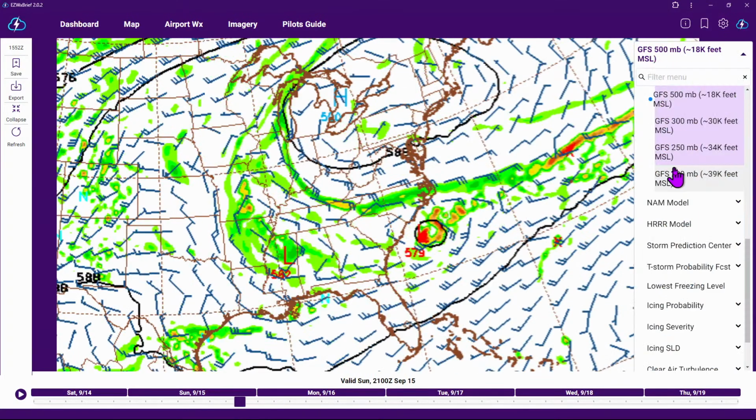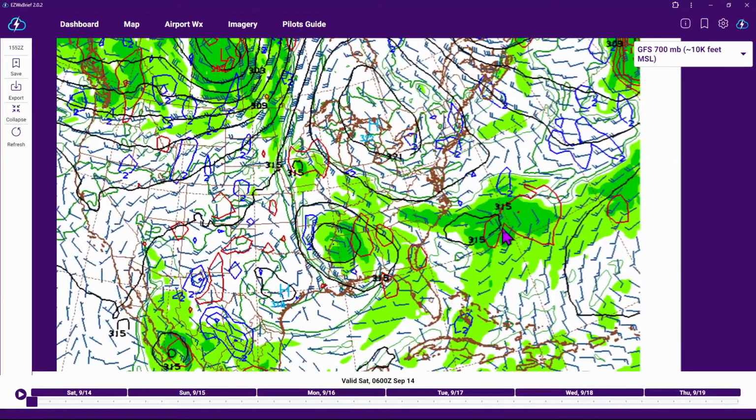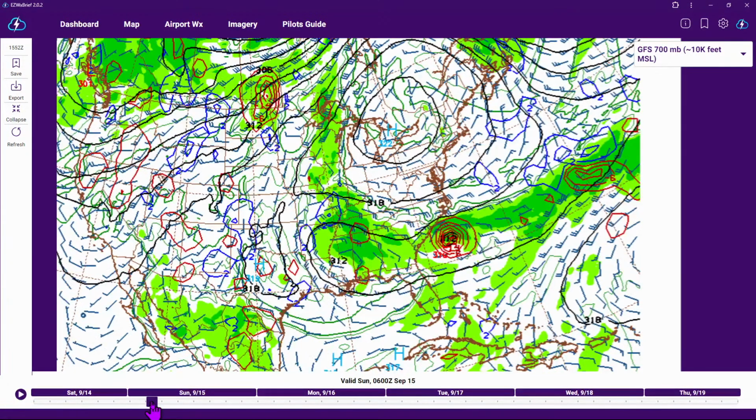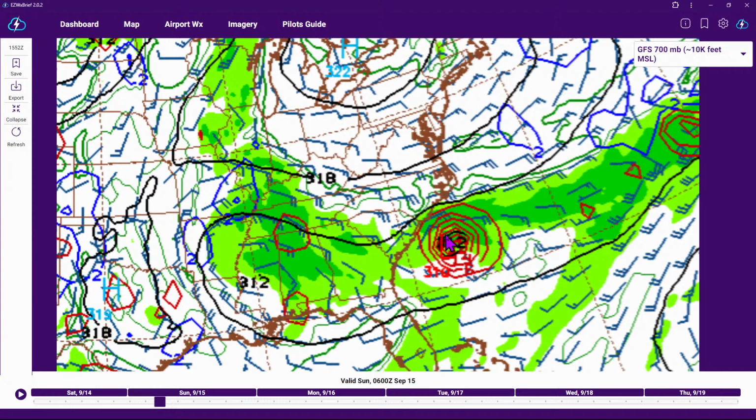The other one I like to look at is the 700 millibar chart. Specifically, I'm looking at the red and blue lines that you see on here. That's omega. Anytime you see red, that means you've got pretty good upward motion. Not necessarily an updraft like in a thunderstorm, but upward motion, and we know air that's moving upward likes to condense out and produce clouds and precipitation, maybe even the possibility of convection or thunderstorms.